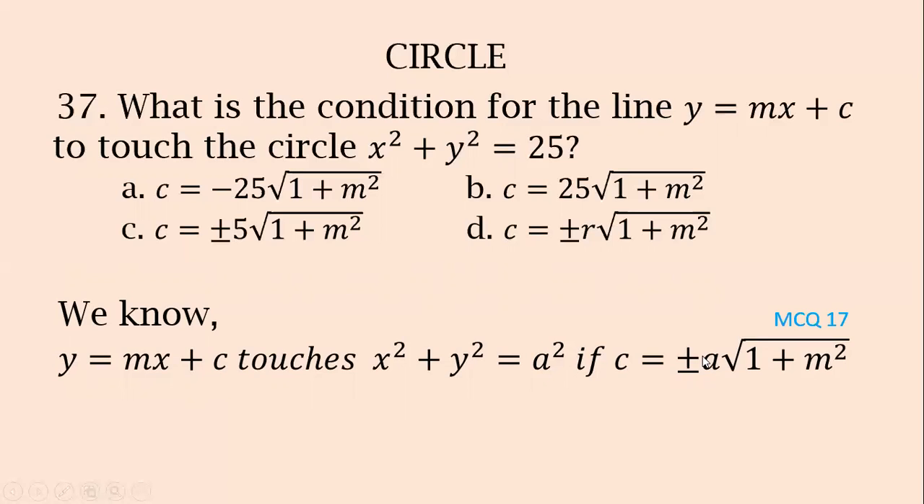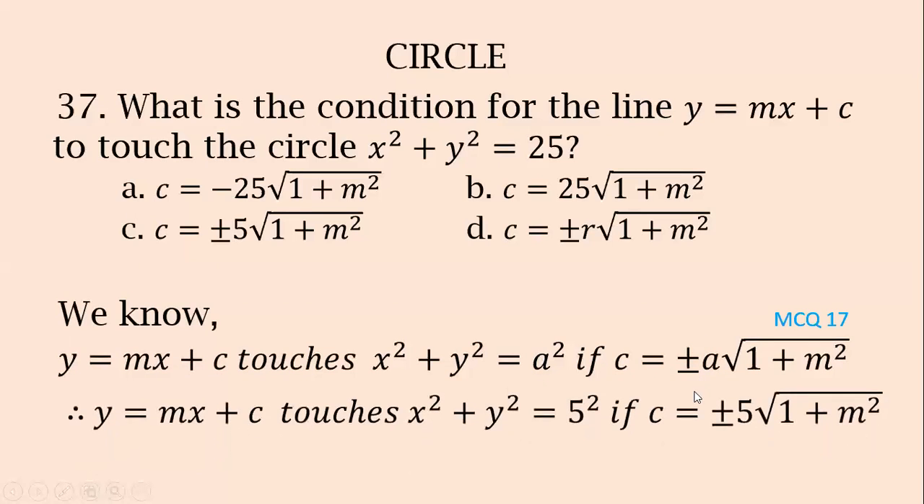So if we put a is equal to 5 here, then the condition stands like this: this straight line touches the circle if c is equal to plus minus 5 root over 1 plus m square.